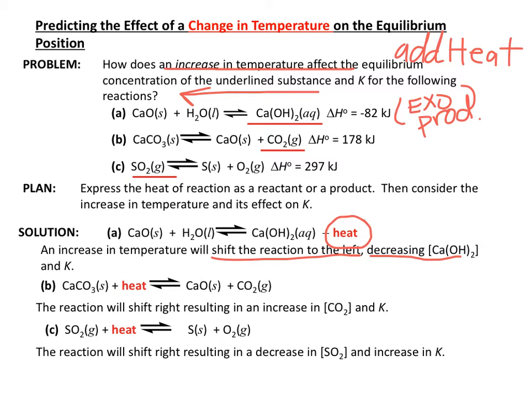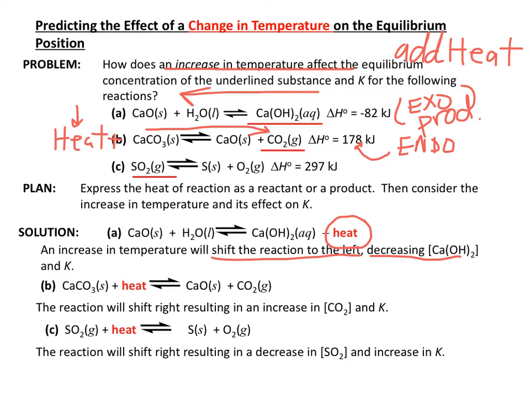Okay, in part B, calcium carbonate solid is decomposed into calcium oxide and carbon dioxide. If you look at delta H, it turns out that this is an endothermic reaction because delta H is positive. So for an endothermic reaction, we really should write heat on this side of the equation. And if we are increasing the temperature, we are adding heat. So if I add heat to this reaction, the reaction is going to shift to the right.